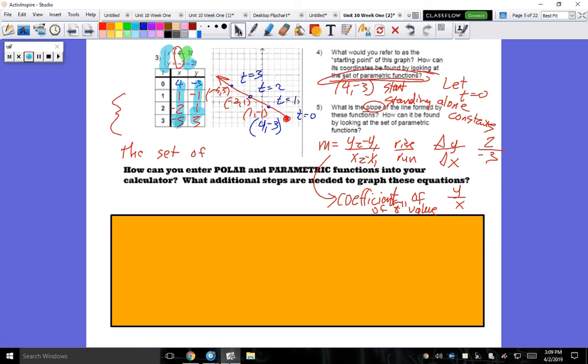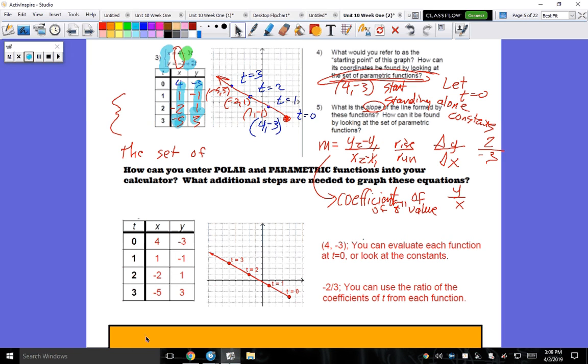Alright, so how can you enter polar and parametric functions into your calculator? Actually, these are the answers to what we just did. We will explore how to actually use the calculator the next time, because it is a little bit different. I don't know why the Inspires are programmed like this, but the 84s work a little bit better as far as showing you parametrics than the Inspires. We'll talk about that next time.